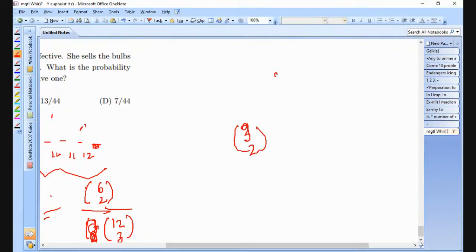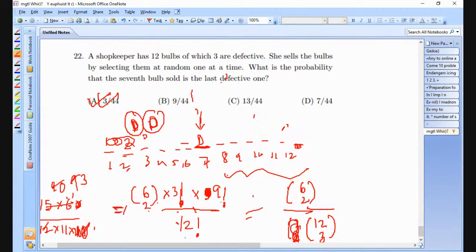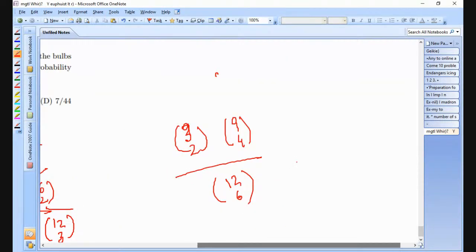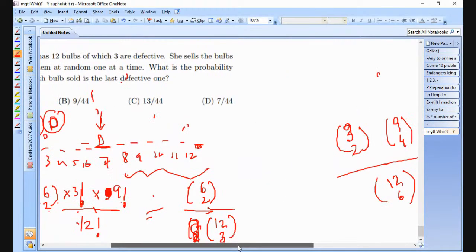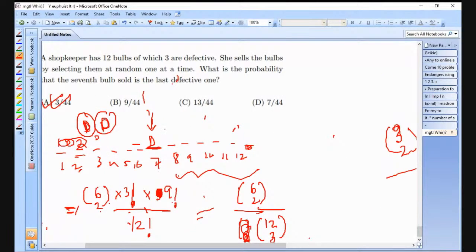3 choose 2 into 9 choose 4 by 12C6. This is until the 6th. Now, the 7th. The 7th will be the last defective one, and I'm left with 6 bulbs. So the probability of that will be 1 by 6. And the rest. Completed. Right. So now tell me why it's completed. Why is this not mattering?